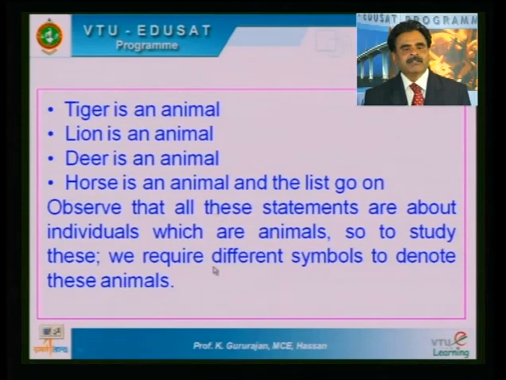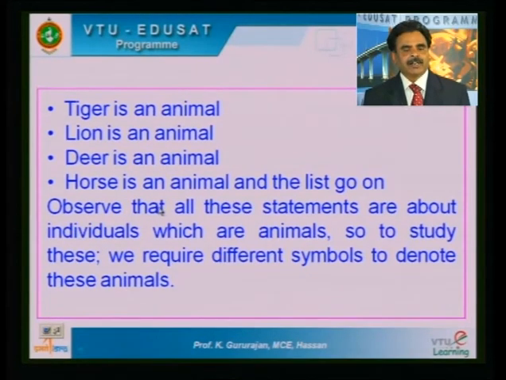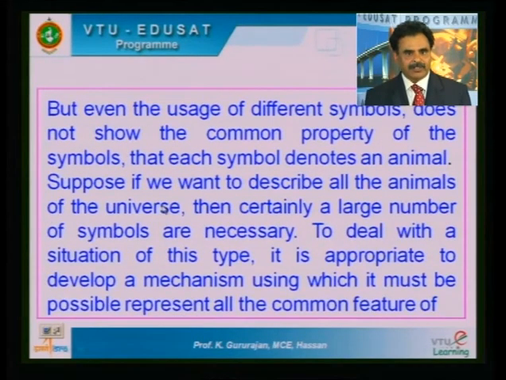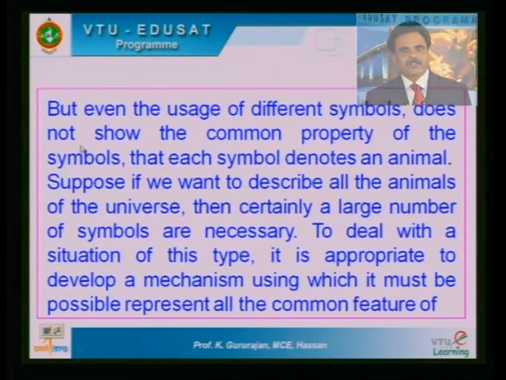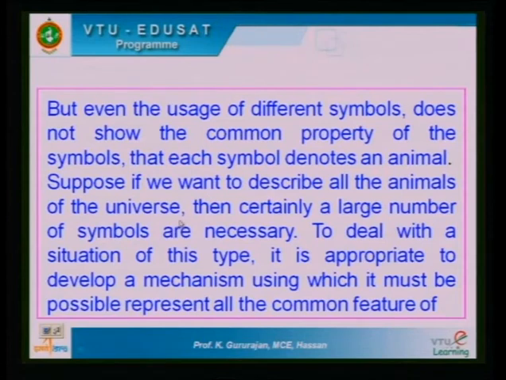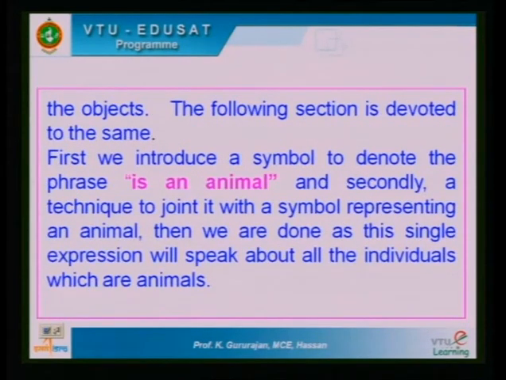But all these different symbols will not imply the common property that all of these have, that all these are animals. So this is not being highlighted in spite of using these 1000 symbols. Yes or no? So in a situation like this, it is appropriate to develop a mechanism using which it is possible to represent all the common features of objects. So this is the focus of our study now. How to describe a set of objects possessing common features or homogeneous properties?